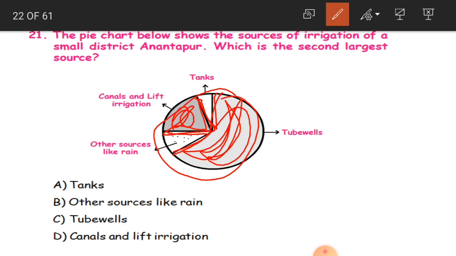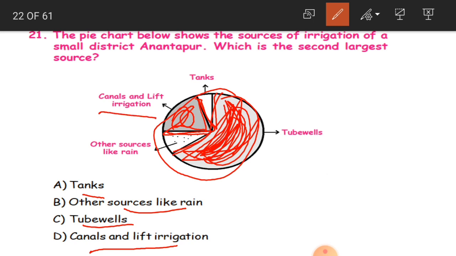In our small district Anantapur, whether it is tanks, other sources like rain, tube wells, or canals and lift irrigation, which will be the second largest, children? The first one is tube wells, because most of our pie chart area is occupied by the tube wells only. And the second largest is canals and lift irrigation. Clear? The third one is other sources like rain, and the last one is tanks. So our answer is canals and lift irrigation.